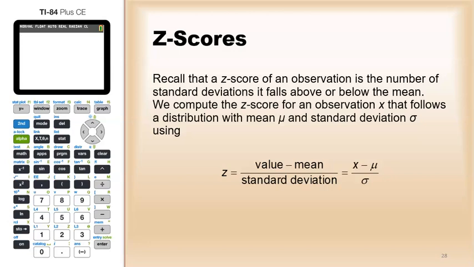We compute the z-score for an observation x, suppose the value is x, that follows a distribution with mean mu, standard deviation sigma, using the z-score formula: value minus mean over standard deviation. More simply, x minus mu divided by sigma.